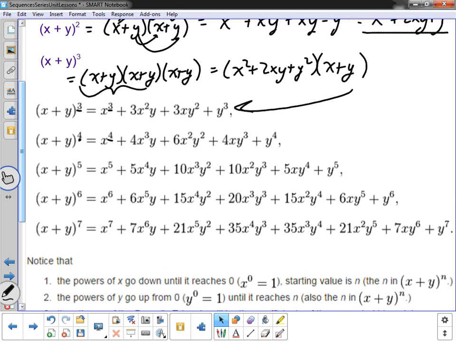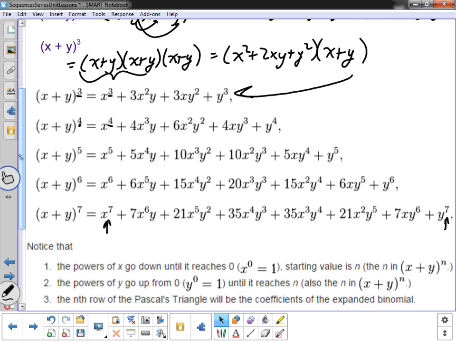The powers of the y start at 0. Notice there's no y term here with the x to the 7th because y to the 0 is 1, so I want to put it down. And then it keeps going up until I get to the y to the 7th. So the first one starts going down, the second one starts going up, starting at 0. Okay? The nth row of Pascal's triangle will be the coefficients of the expanded binomial.